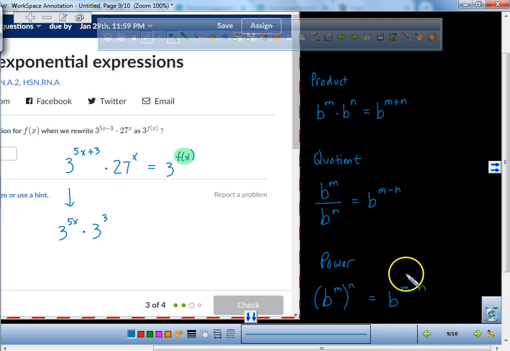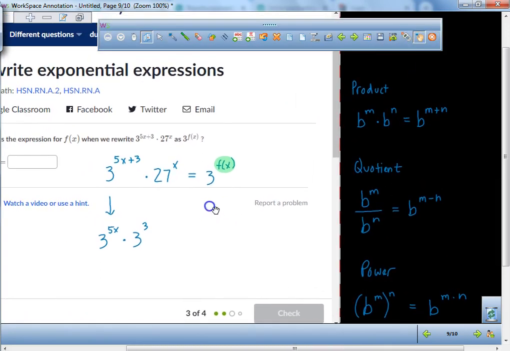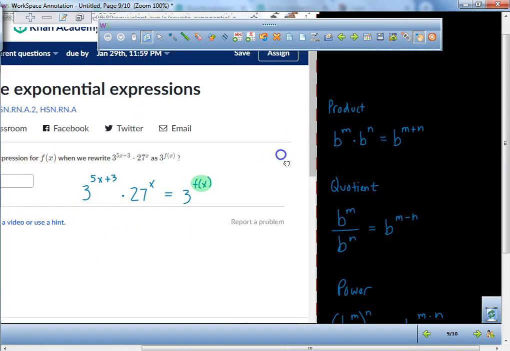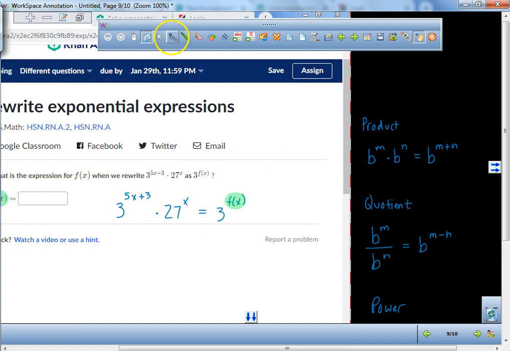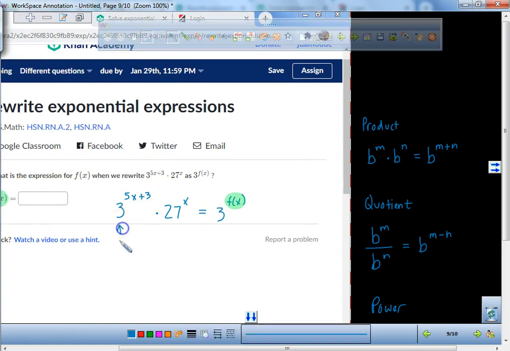So you have to know the 3 different properties: the product, the quotient, and the power. Right here, I just showed you how to break this down. We're going to have to do that for another problem, so I'm going to go ahead and erase it right now. In order for this to work, we have to get everything to the same base. Here is our base, that's a base 3. This is not the same base. What's that base? 27.